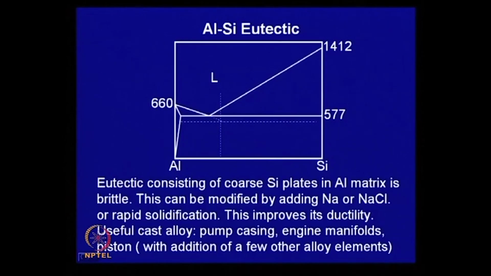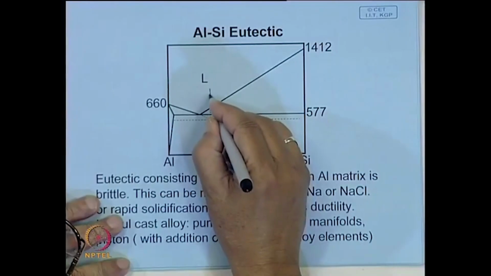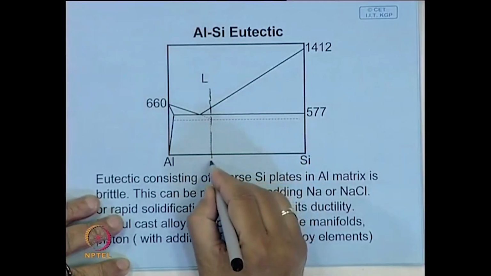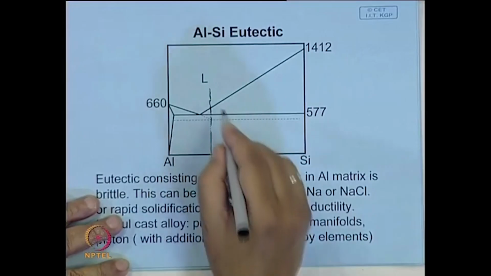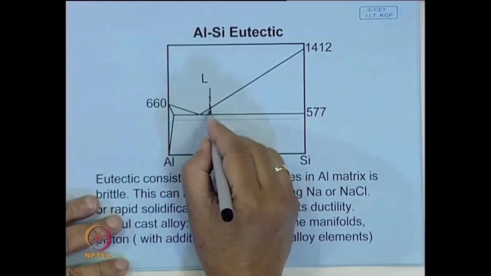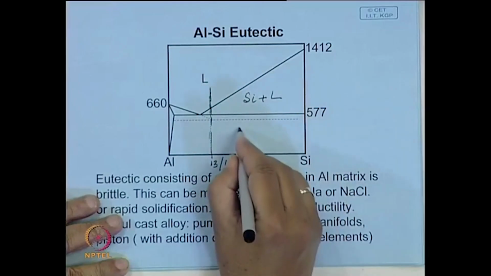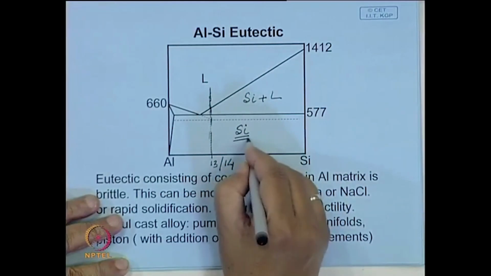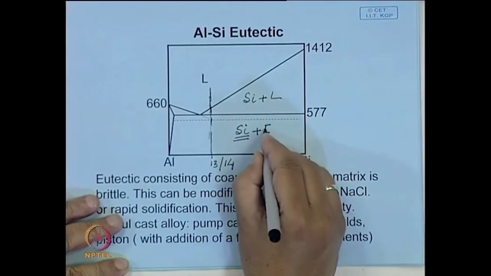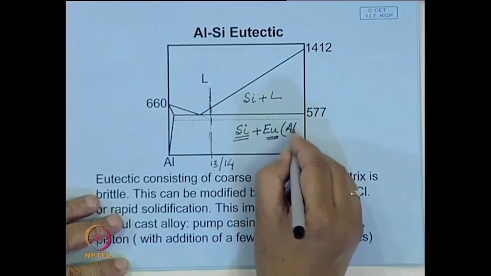There are two ways modifications can be done. One is by adding something, like sodium or sodium chloride, to the melt; then the structure gets modified. Suppose you look at this alloy composition which is hypereutectic, maybe around 13 or 14% silicon. Under equilibrium conditions you expect silicon plus liquid here. Here you have primary grains of silicon which is brittle, plus you will have eutectic which is made up of aluminum plus silicon.